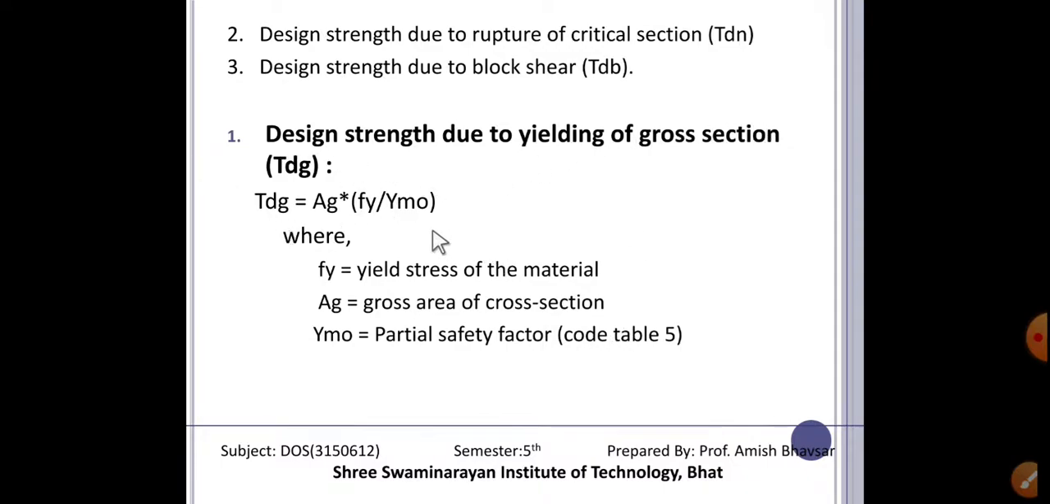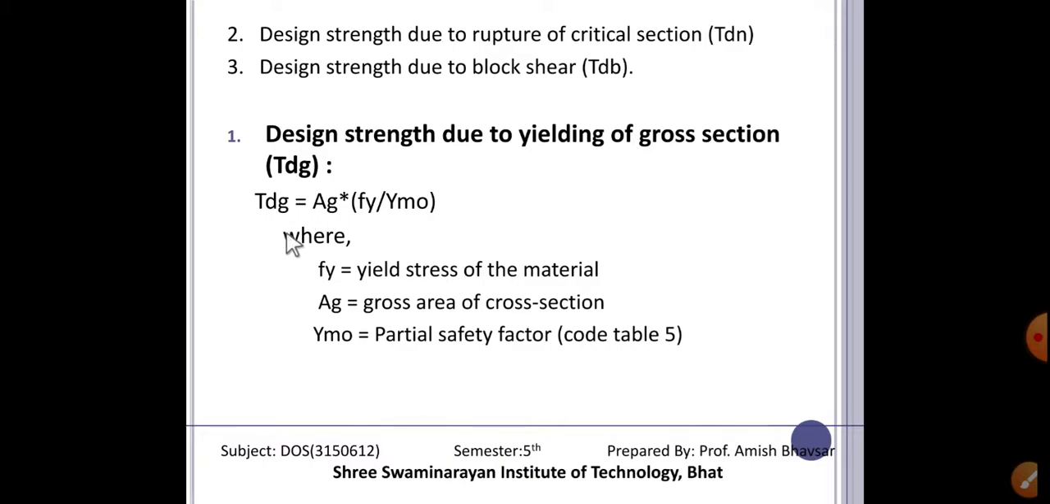So first we have to find out the design strength due to yielding of cross section. This equation is given in IS 800, page number 32. Open that page and you can see there the equations for yielding, rupture, and even the block shear is also there on page number 33. Whenever you are going to design any member, you must keep with you IS 800 and the steel table. Without that, you can't design any members.